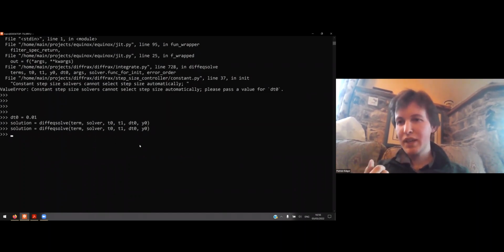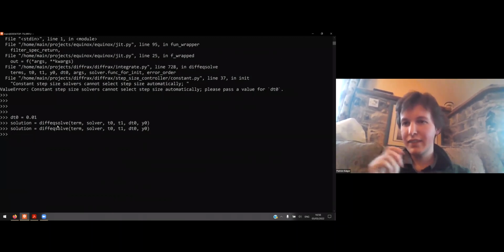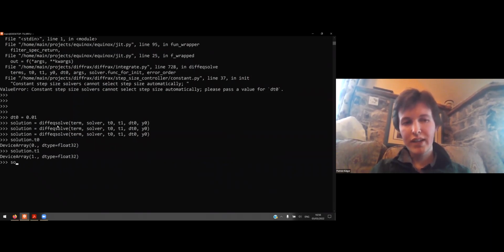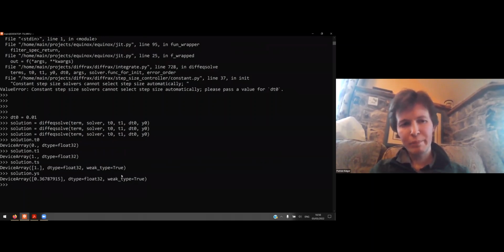And the reason for that is because under the hood, it's all being compiled. So that first time, we hit the JIT compiler, and it went ahead and produced some optimized code. And then the second time around, we just hit the same JIT-compiled thing. And that happens very, very quickly, almost instantly. And I can inspect the solution, and I can tell you that it started from t0, it goes to t1. The outputs, by default, we save just at the end. And at the end, we got this value here.